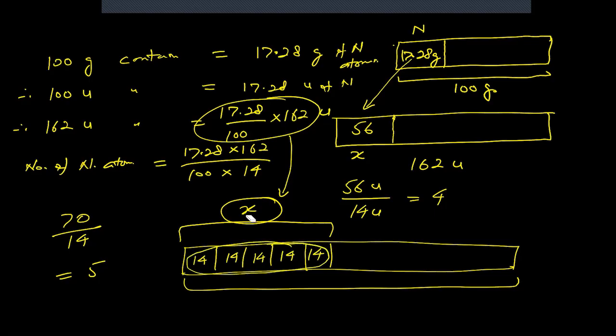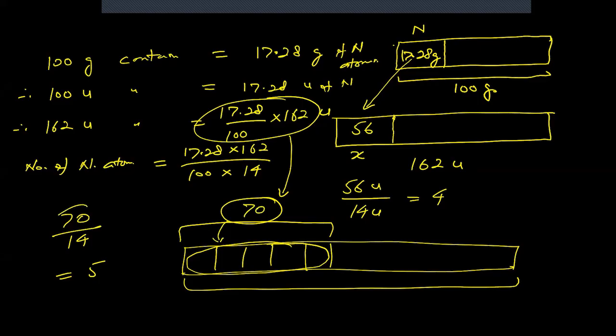14 into 5, that is 70. Is that clear or not? Yes. Now it's clear. Suppose I don't know how many atoms are there. I know this value, 70. So how can I get how many atoms are there?